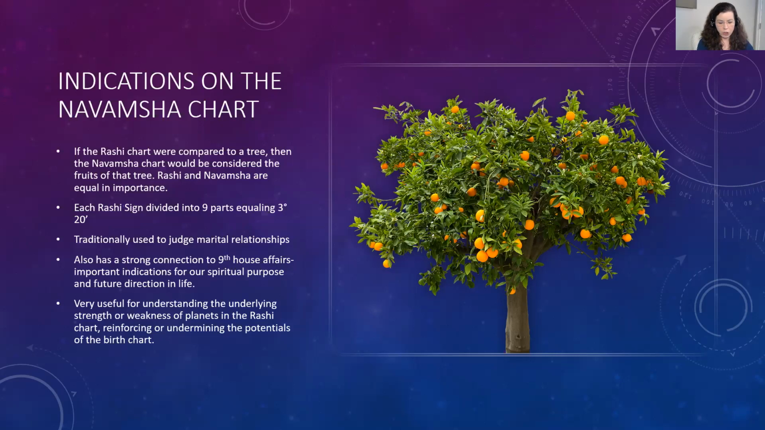So the Navamsha chart is related to marriage, and it's that which we, as a person, feel devoted or committed to, either that being another person or a path that we feel committed to.